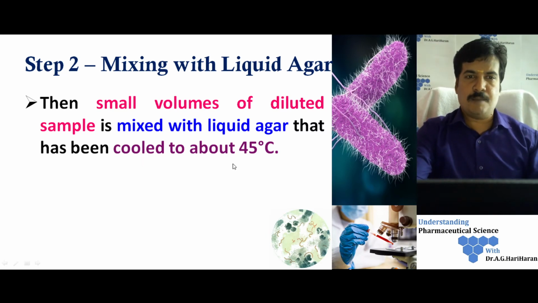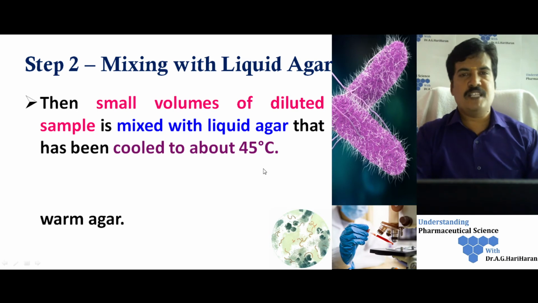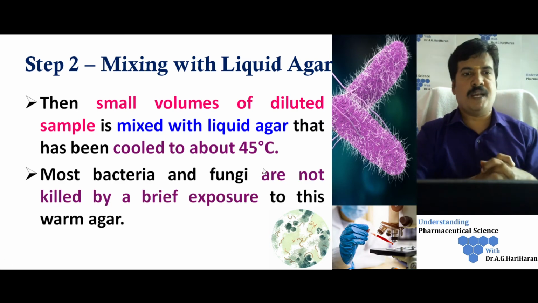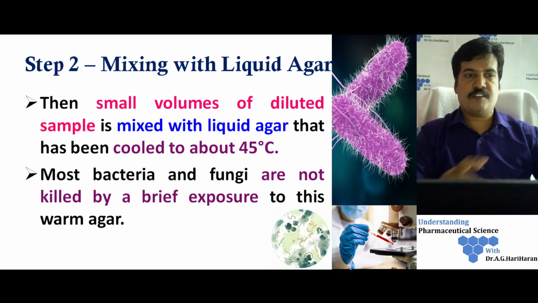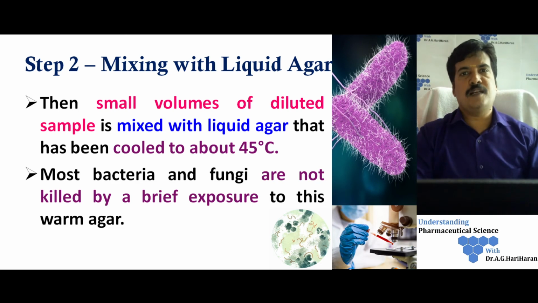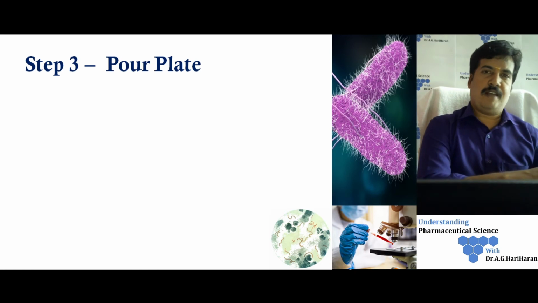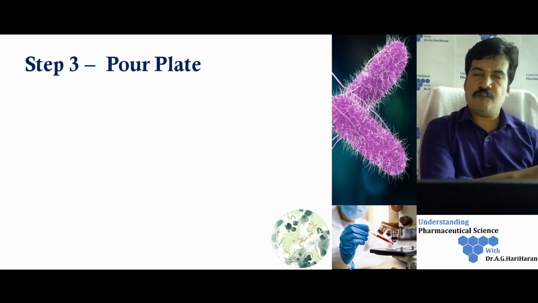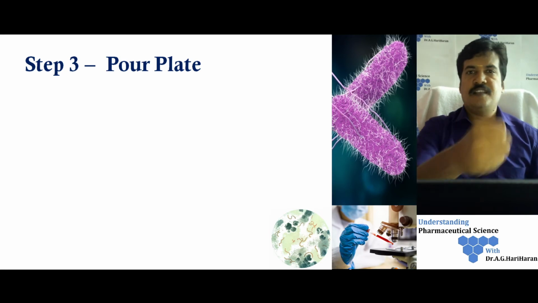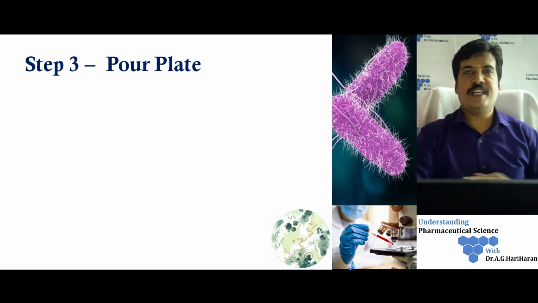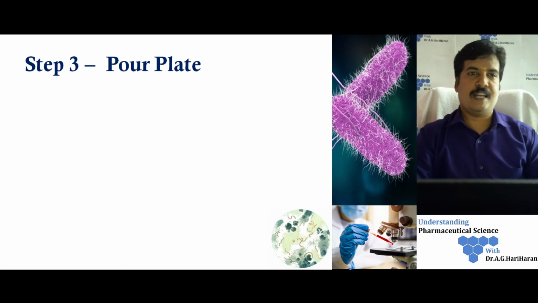This temperature of 45 degrees is sufficient for the microorganisms, especially bacteria or fungi, which are not killed by this brief exposure. Once it solidifies, the cells get fixed at particular places as individual cells. So we add the sample once the temperature of the medium is around 45 degrees Celsius, then we mix it so it is equally distributed in the sterile agar medium.